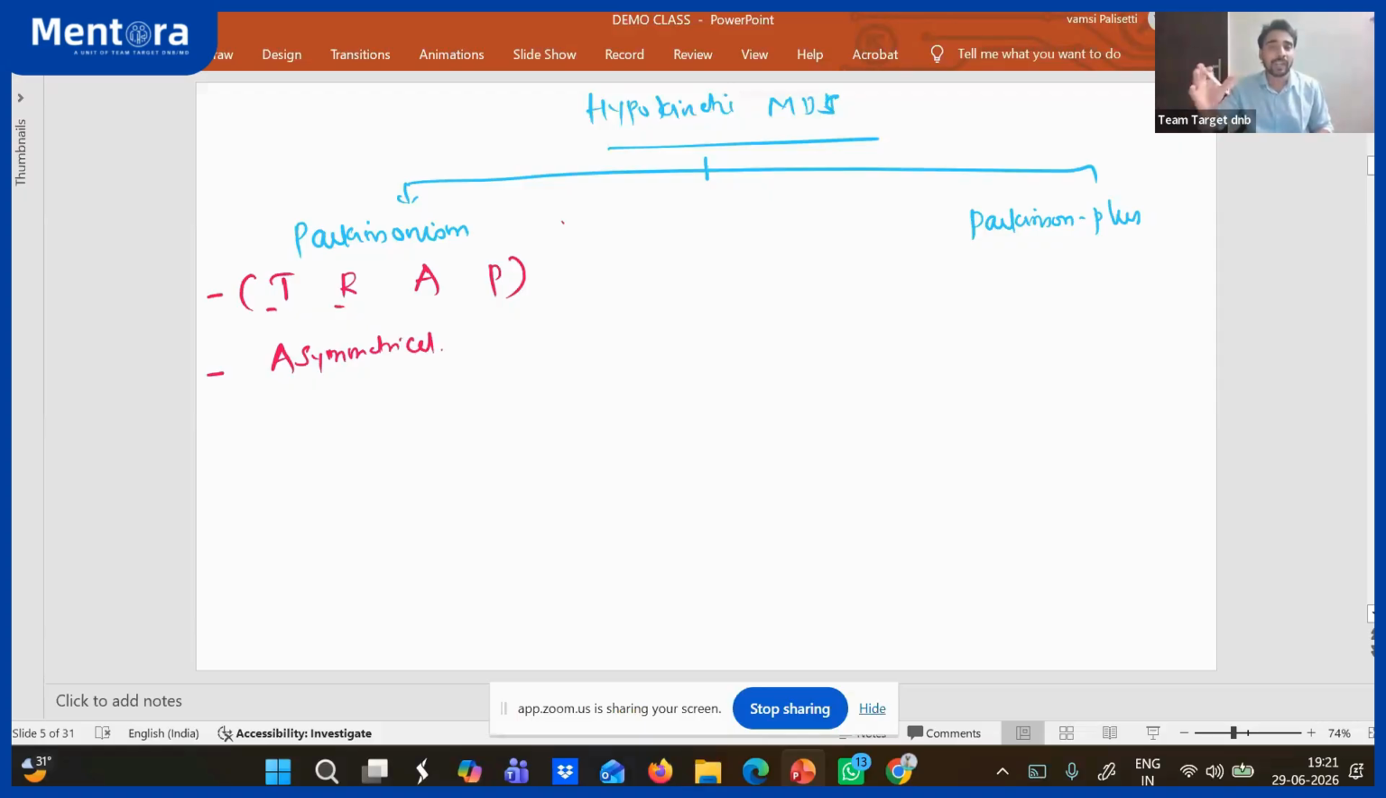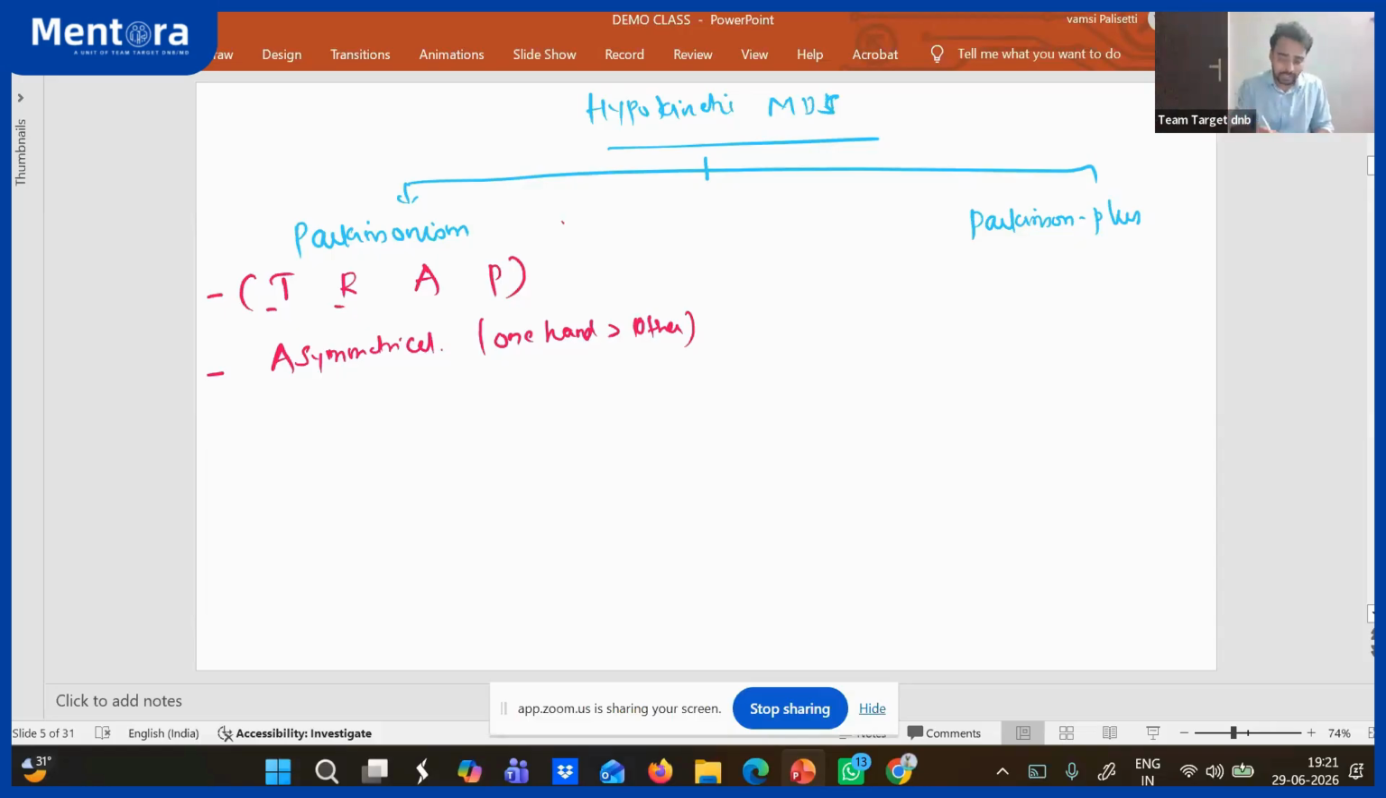It always starts from one hand, then progresses to the other hand. It is always asymmetrical. Even though it progresses to both hands, one hand is greater than the other. For example, if a patient has developed tremors in the right hand, over a few years he will develop tremors on the left hand also, but right hand tremors are more when compared to the left hand. That is called asymmetry. Asymmetry is the rule. If there is no asymmetry, there is no Parkinsonism.